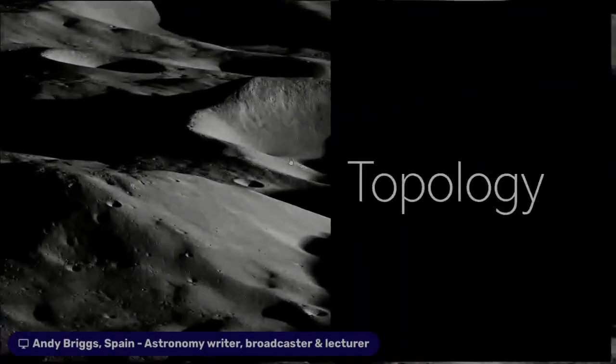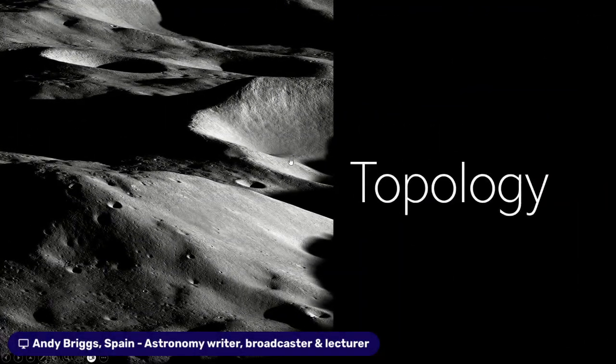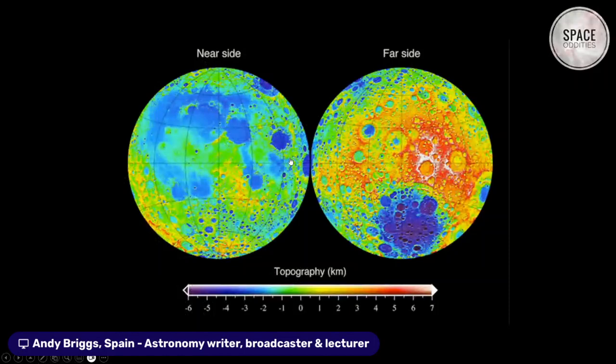We'll start by having a look at the actual topology of the lunar South Pole. And this is a beautiful image of the lunar South Pole taken by the Lunar Reconnaissance Orbiter. Extremely haunting, really weird landscape. But let's talk about it.